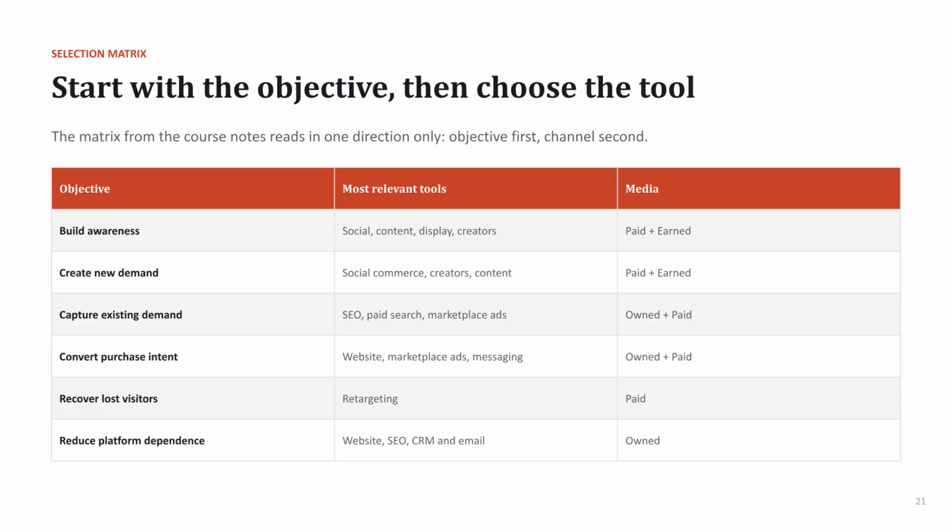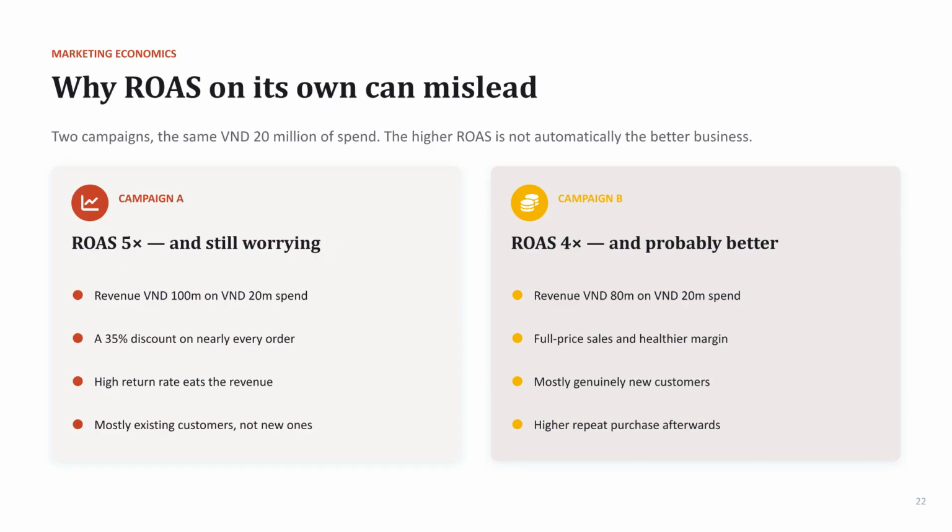When selecting your tools, always start with the business objective, not the channel. Use a selection matrix to align your goals with the right tool, ensuring you are driving the specific outcomes that matter to your bottom line. Be careful not to rely solely on return on ad spend. ROAS is not profit, and attributed revenue is not the same as incremental revenue. Two campaigns with identical spend can have vastly different impacts on your business health and long-term customer value.